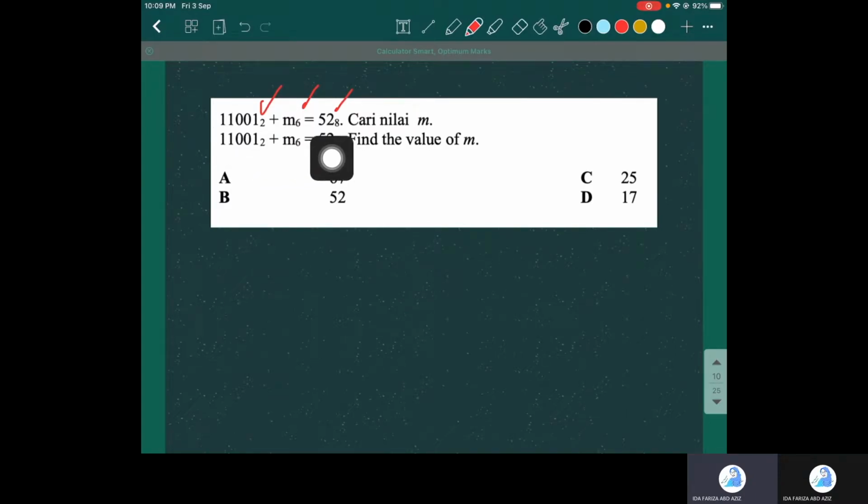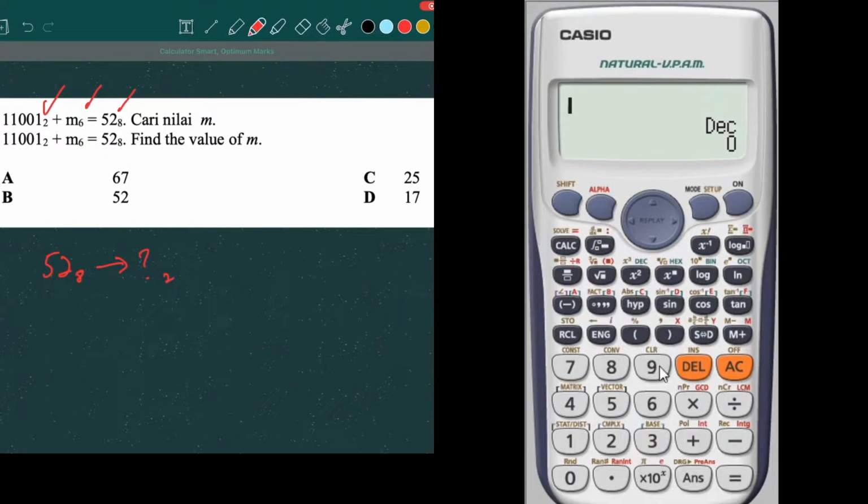So I choose to make 52 base 8 into base 2. Jadikan 52 ni, 52 base 8 ni, saya nak cari dia apa dia dalam base 2. Okay, so I'll use my calculator. Alright, let's take it out. Okay, so kita guna je base 2.